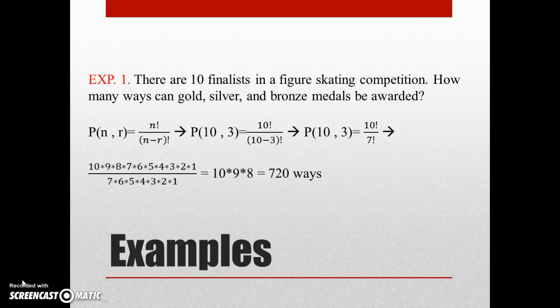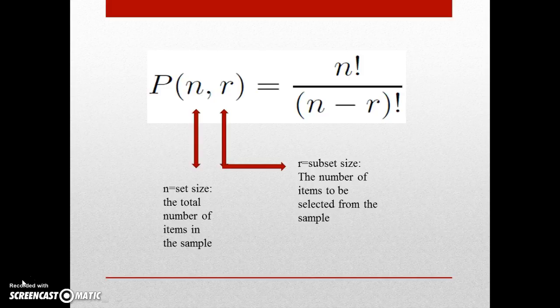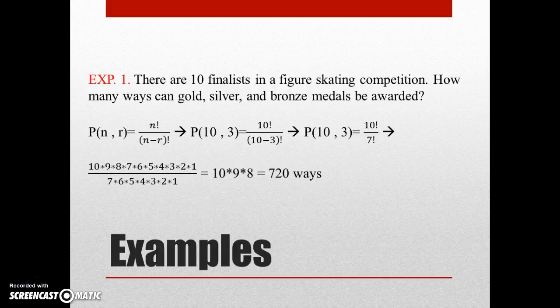So let's take a look at an example. If there are 10 finalists in a figure skating competition, how many ways can gold, silver, and bronze medals be awarded? First of all, let's figure out our n. Going back to here, it's our set size. If we carefully read our example, there are 10 finalists in the figure skating competition. We know that our set size would be 10, right? Because there are 10 finalists. So we plug in 10 for n.